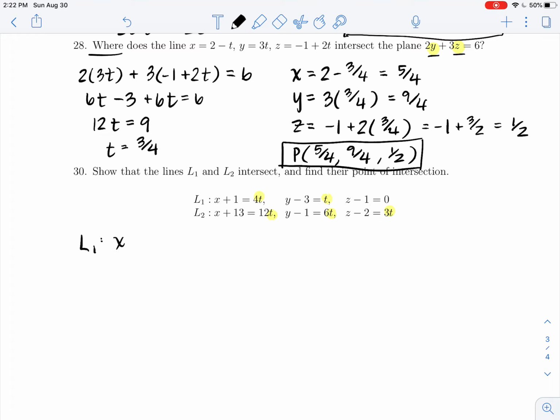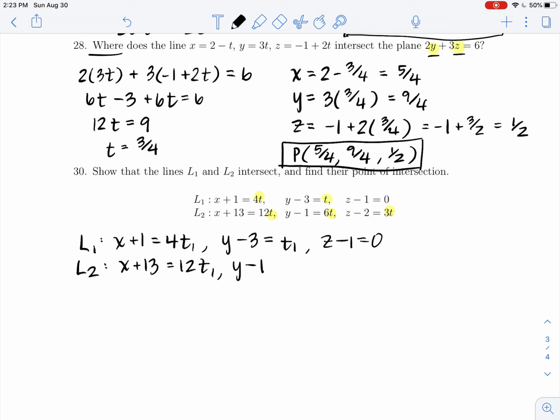So for L1, I'm going to express it as x plus 1 equals 4T1, y minus 3 equals T1, and z minus 1 equals 0. And then similarly for L2, x plus 13 equals 12T2, y minus 1 equals 6T2, and z minus 2 equals 3T2. Sorry, I said T1 and I meant to say T2, so let me correct that.